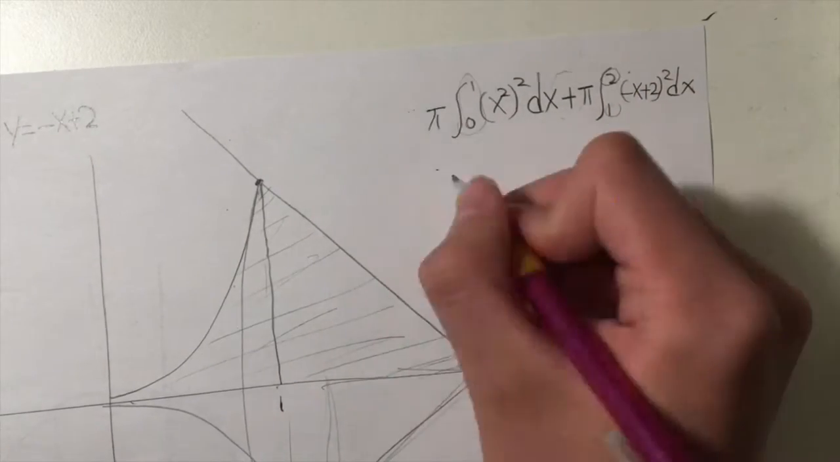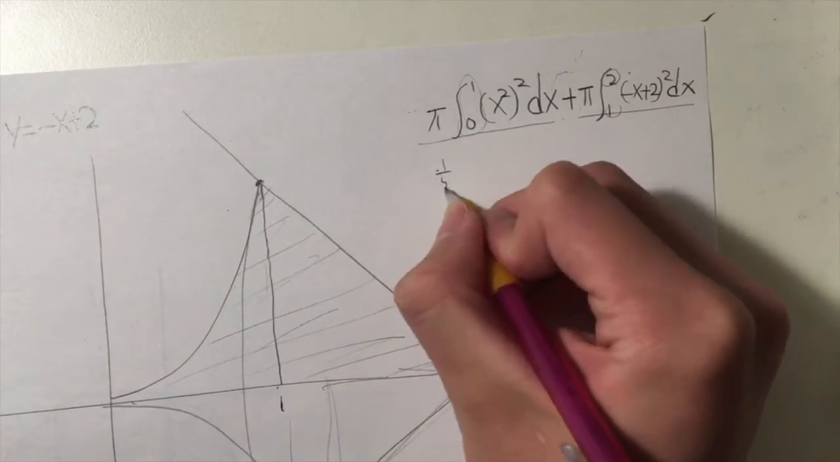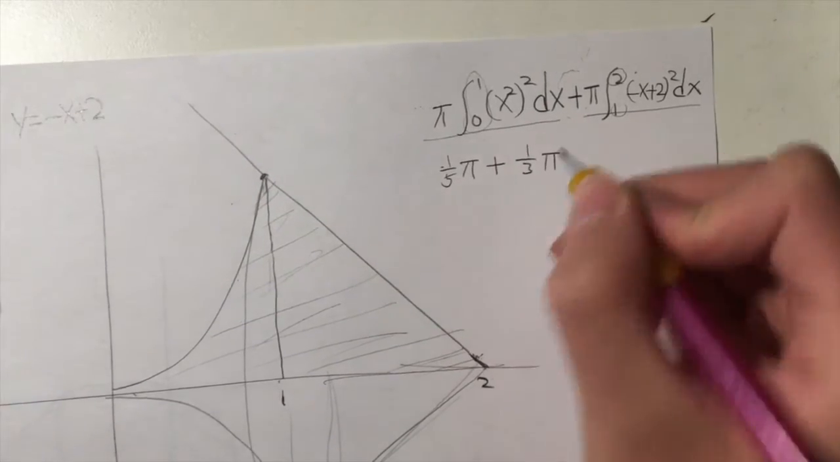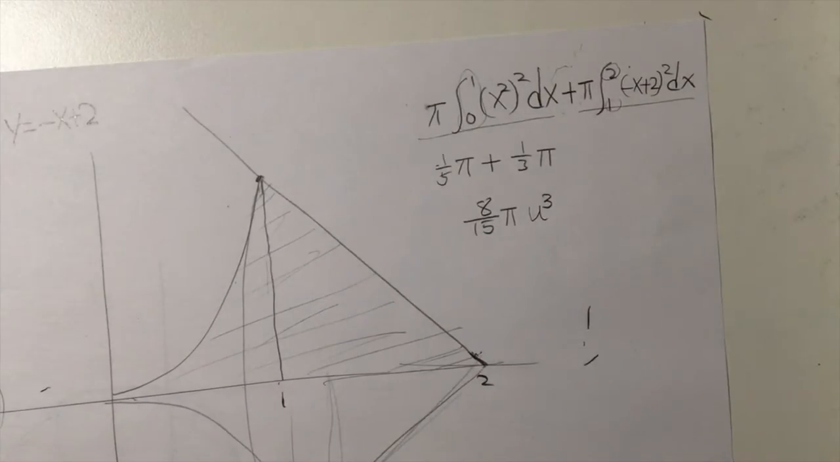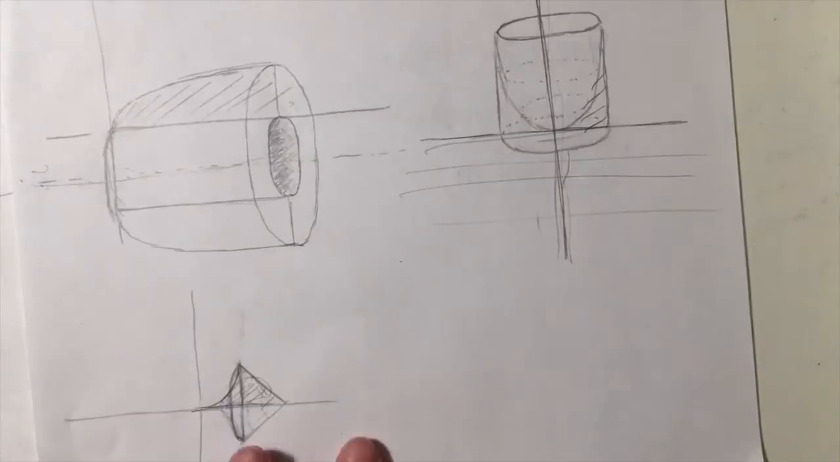Solving all of that separately, you would get 1/5 pi plus 1/3 pi, which adds up to 8/15 pi units cubed. That covers all 5 different situations, and that's all you need to know to solve volumes of rotation.